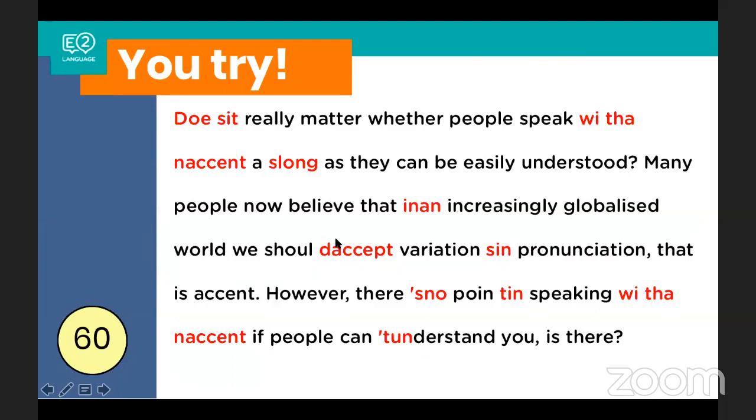I want you to try this. I'm going to give you 60 seconds, so you have lots of time. And I really want you to spend some time thinking, does it? I want you to slow down on the red parts and read it like this. Okay, you have lots of time. Slow down on the red parts, please.